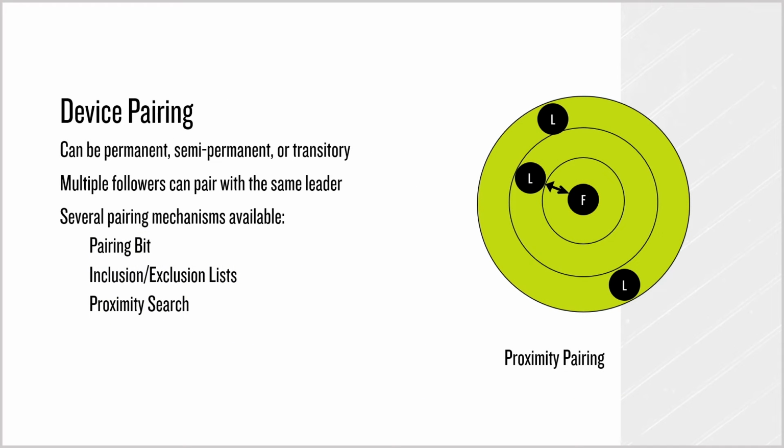The last topic we will be going over in this section of the presentation is device pairing. In ANT, pairing involves establishing a relationship between two nodes that wish to communicate together. To pair, a follower node acquires the unique channel ID of the leader node. ANT provides a lot of flexibility in the pairing process. Connections can be permanent, persisting across dropped connections and device power cycles, or transitory, where the connection only lasts for as long as the follower device needs to be connected. There are also several built-in mechanisms designed to facilitate pairing across a variety of use cases. These include the pairing bit, inclusion-exclusion lists, and proximity search.